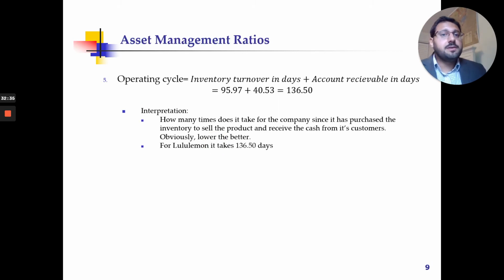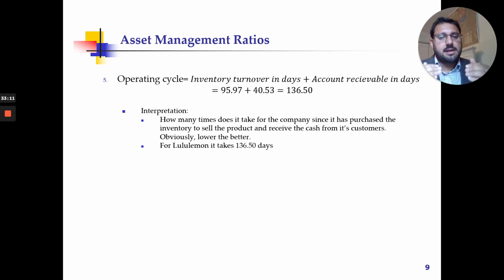Now, operating cycle: if we simply add the inventory turnover in days and the account receivable in days together, we'll get the operating cycle. So the interpretation is that once the company purchases the inventory, from there onward, the time it takes to sell the inventory, and then collect back their account receivables, that actually makes up the operating cycle.